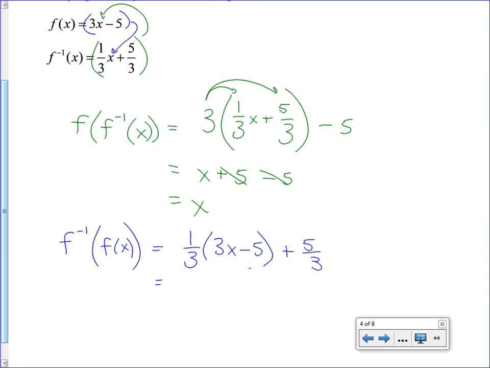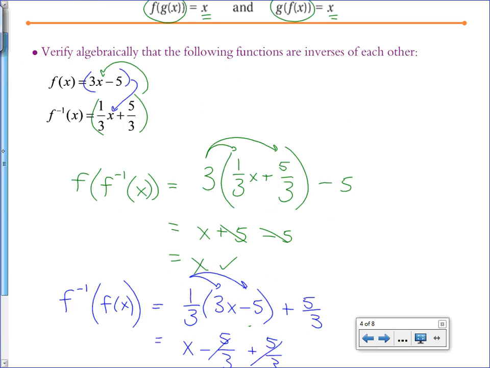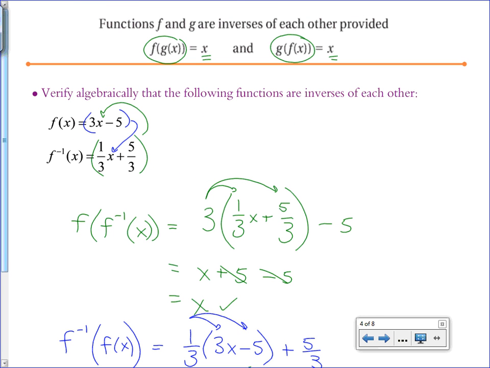and simplify. This ends up being x minus 5/3, right, when you distribute it, plus 5/3. And so sure enough, it simplifies down to just x. If the original composition and this composition both simplify to x, then you know and you've verified that the two functions are inverses of each other.